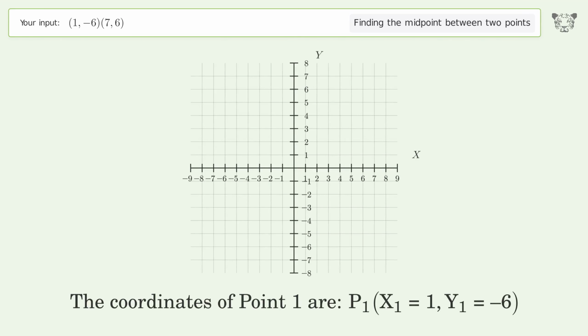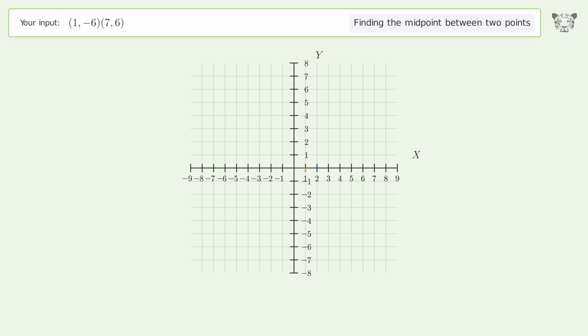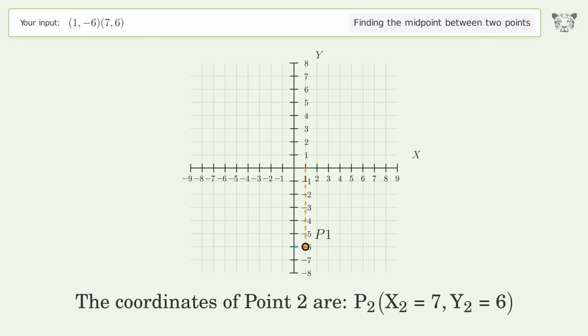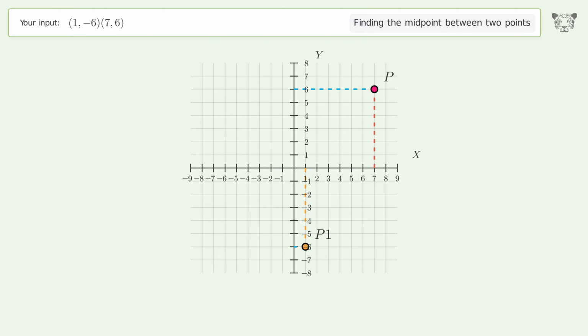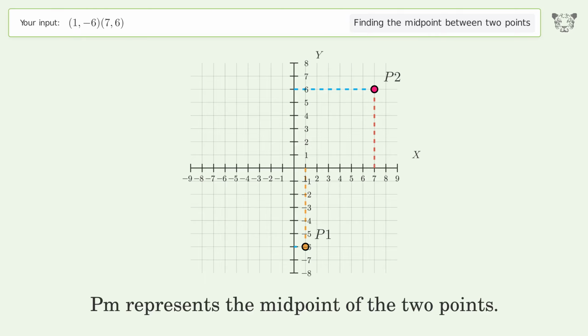The coordinates of point 1 are x1 equals 1, y1 equals -6. The coordinates of point 2 are x2 equals 7, y2 equals 6. PM represents the midpoint of the 2 points.